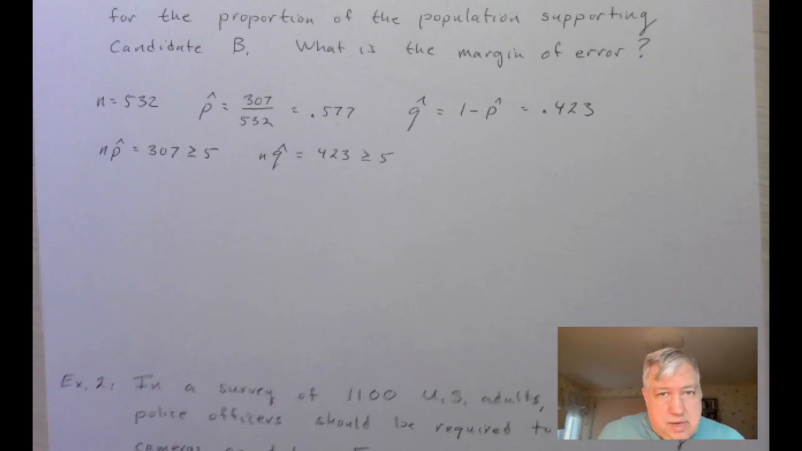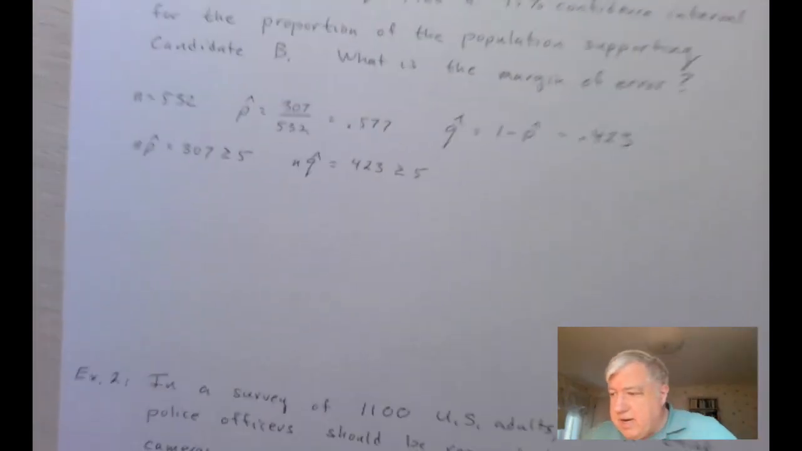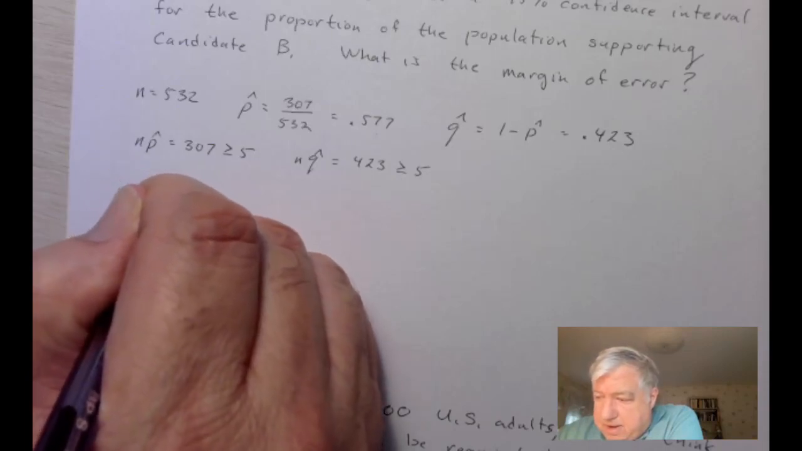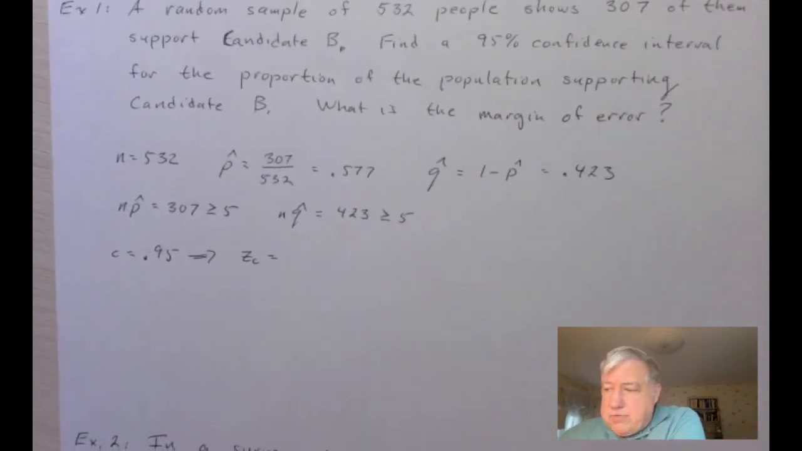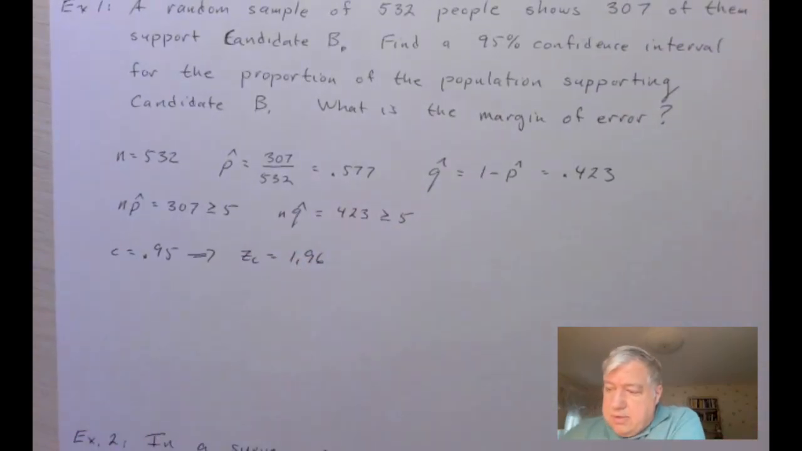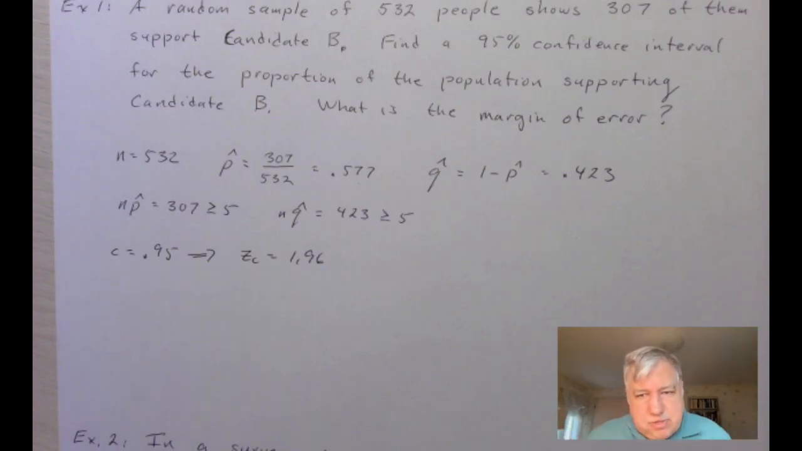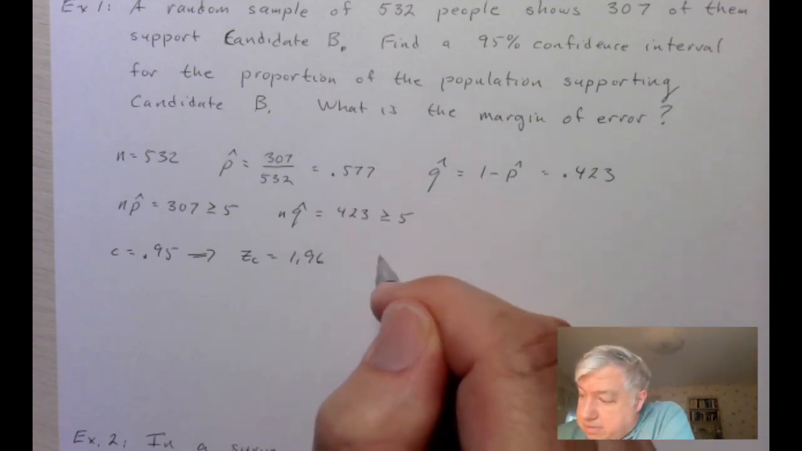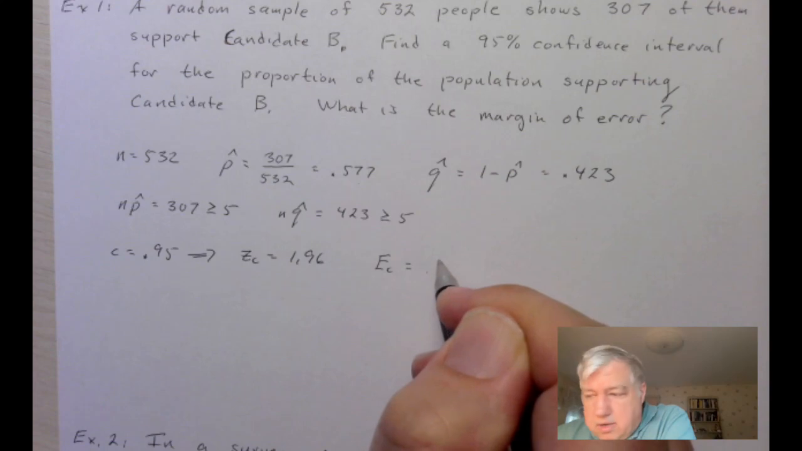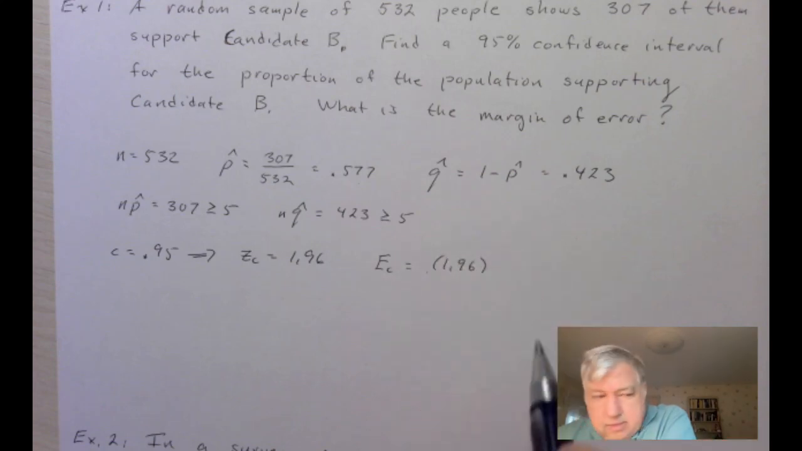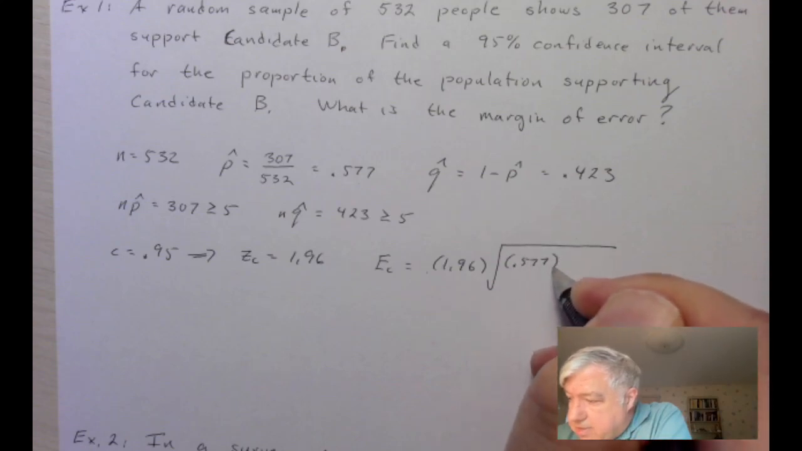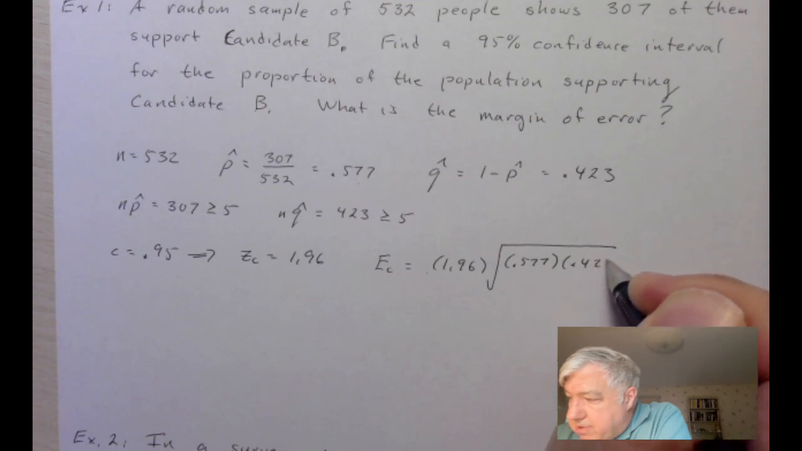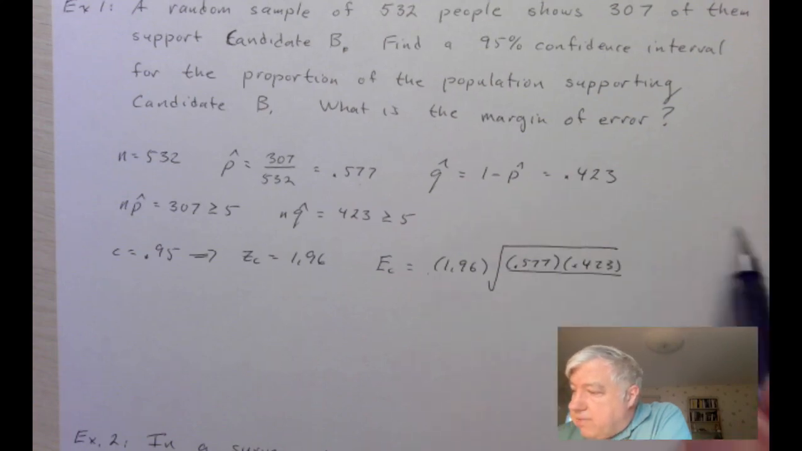All right, now we want a 95% confidence interval. So c is 0.95. So z sub c, we're beginning to memorize that as 1.96. We don't have to go to the t-distributions because we're working with normal distributions now. And so E sub c is going to be 1.96 times the square root of 0.577, that's p hat, times 0.423, that's q hat, all over 532.